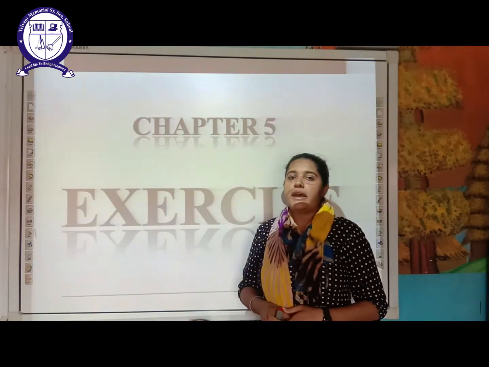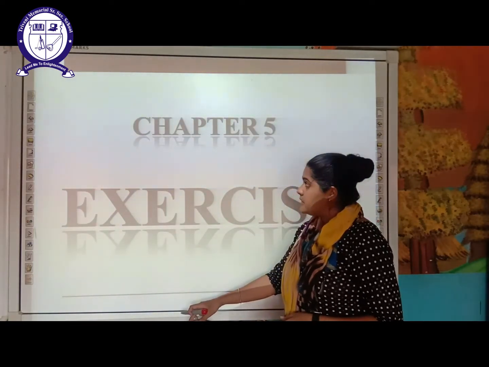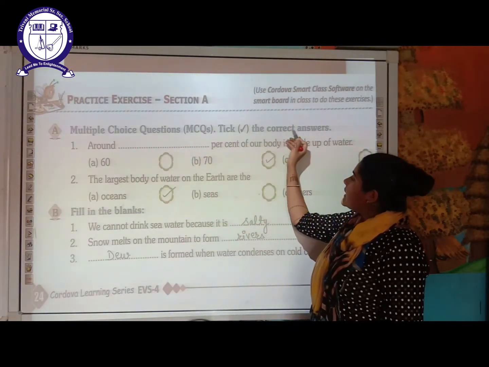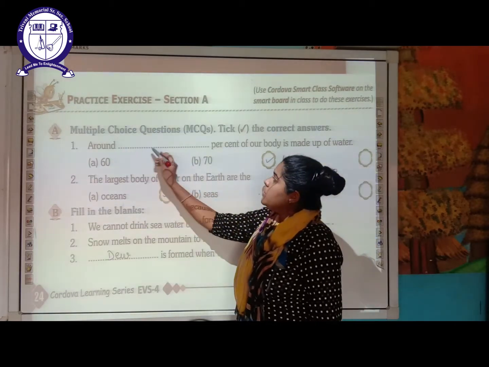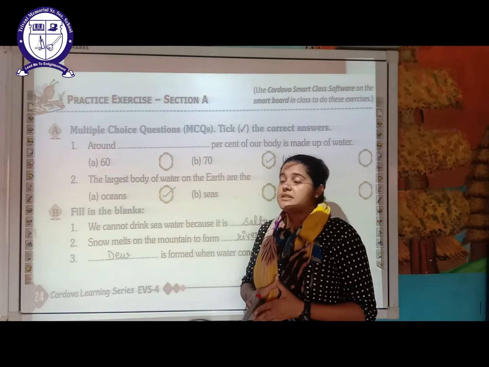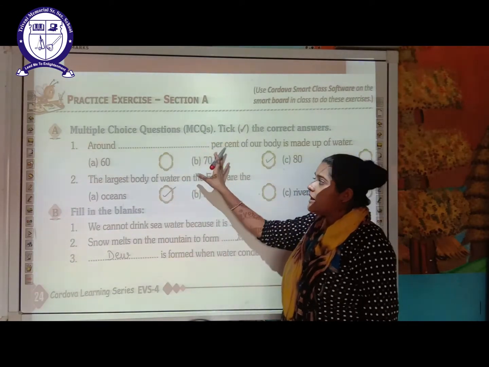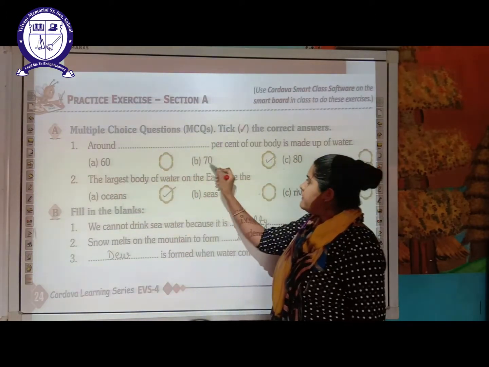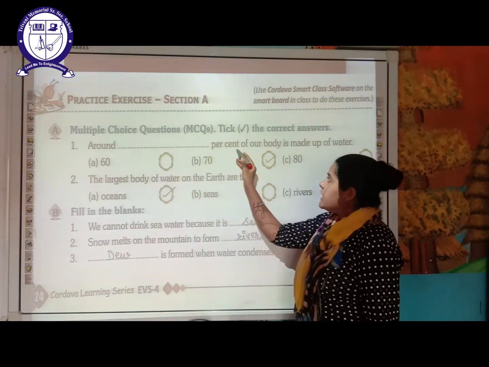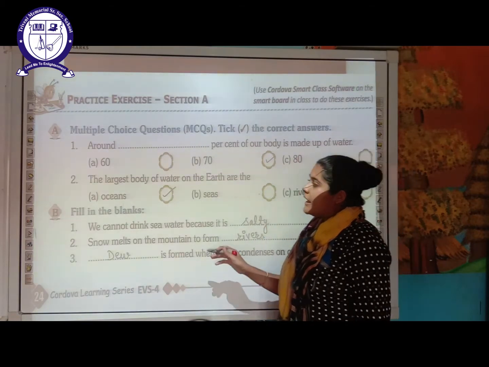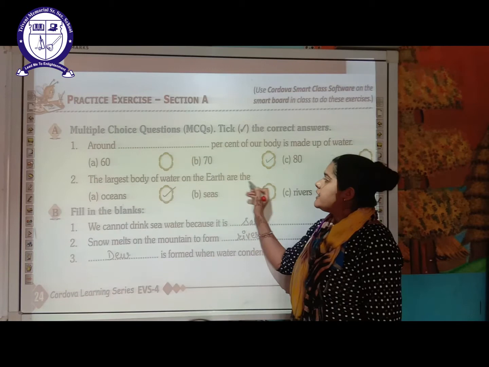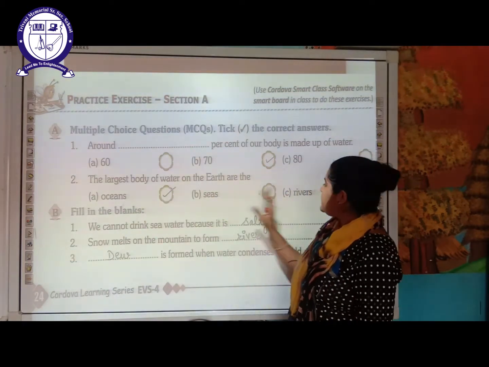So let's move on to the exercise part of this chapter, students. First question is a multiple choice question. Here you have to choose the correct answer. Firstly, around dash percentage of our body is made up of water. So how much percentage of our body contains water? 60%, 70% or 80%. So 70% of our body is made up of water. Next question: the largest bodies of water on the earth are dash: oceans, seas and rivers.